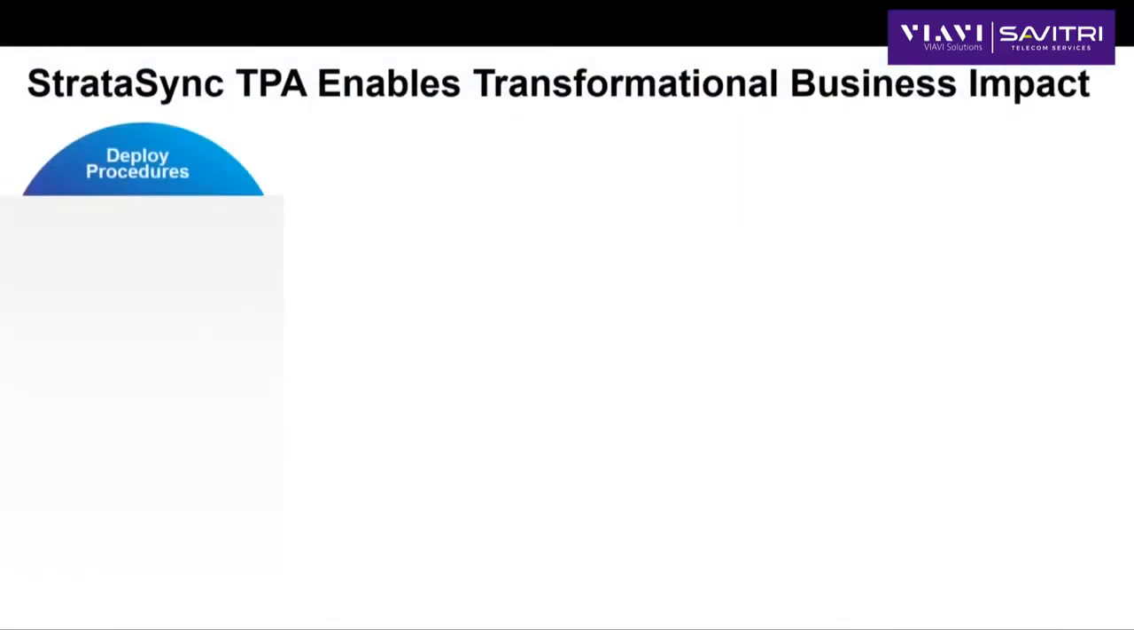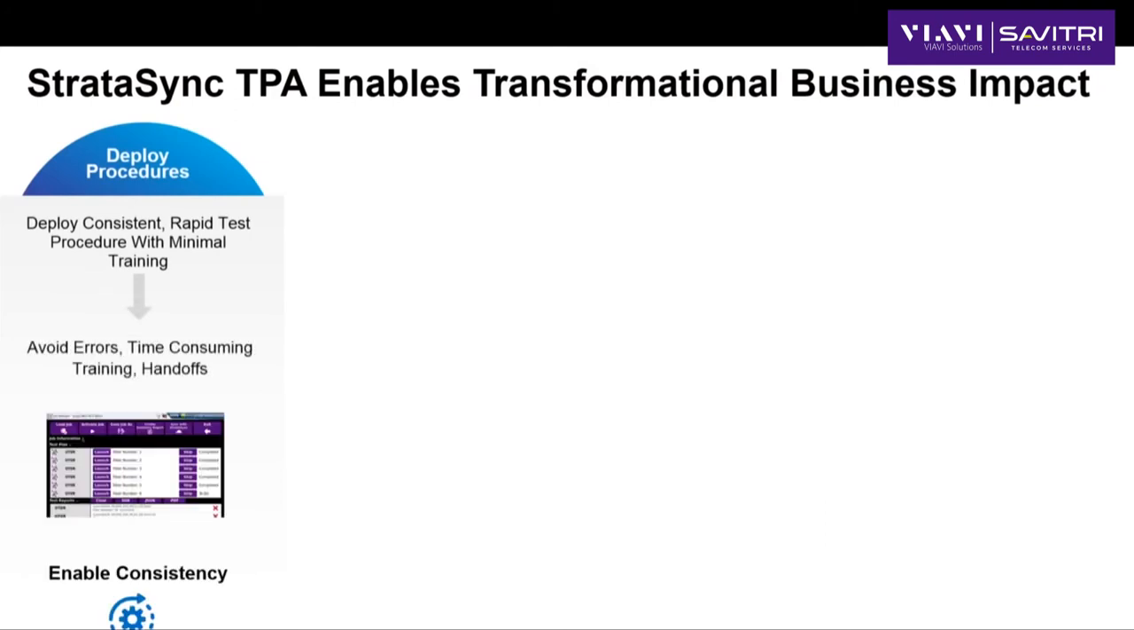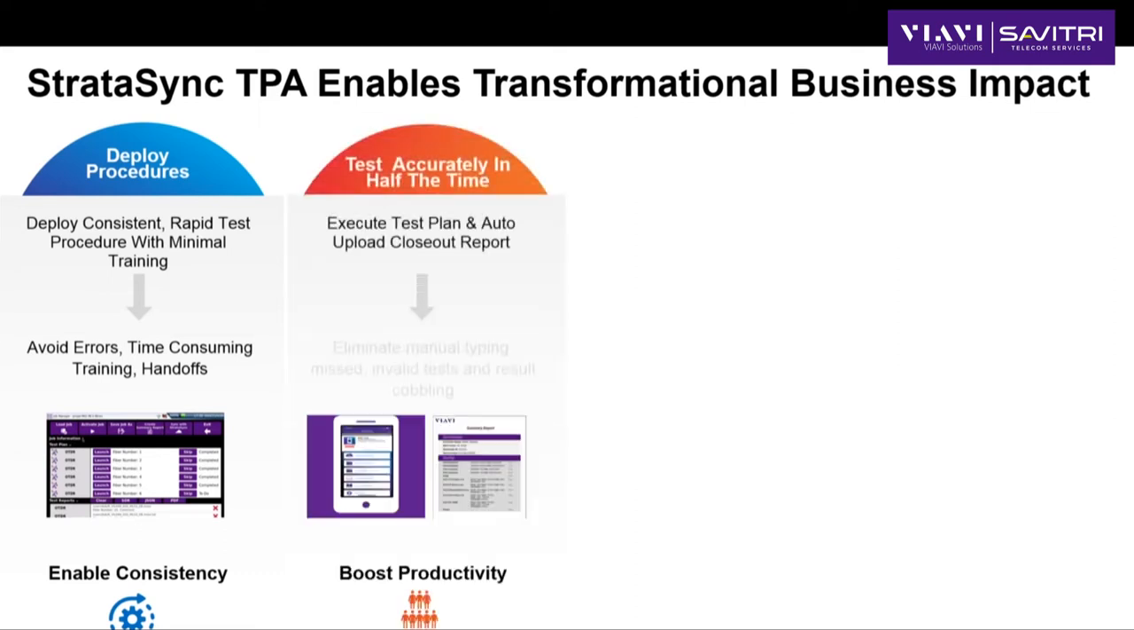StrataSync test process automation enables transformational business impact. That's because we can deploy procedures quickly that are consistent, avoiding errors and handoffs, so we can enable consistency across our team. Next, we're going to test accurately in half the time because we're going to execute a test plan that's been downloaded to our instrument, and we're going to auto-upload a closeout report. So we're going to avoid a lot of manual work and things that lead to errors that cause repeat visits. So we'll ultimately boost productivity.